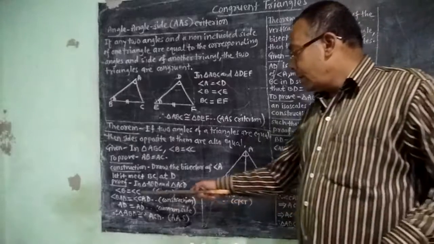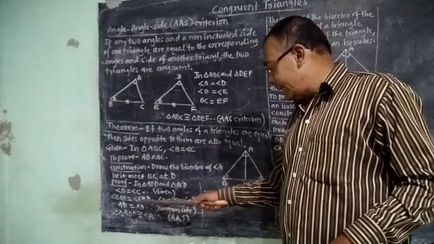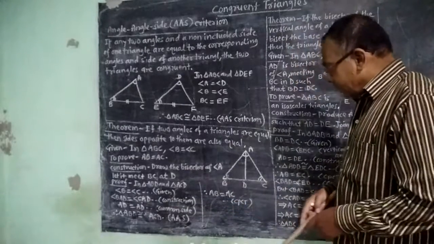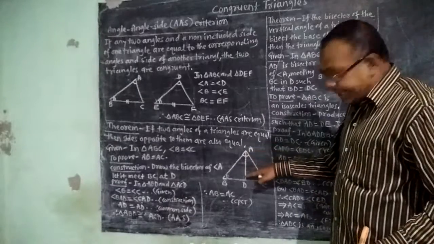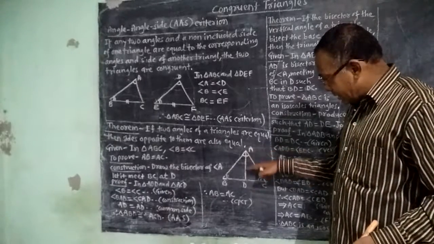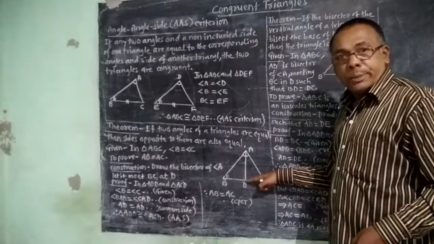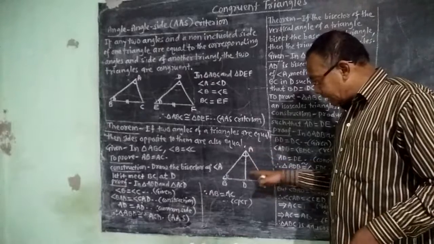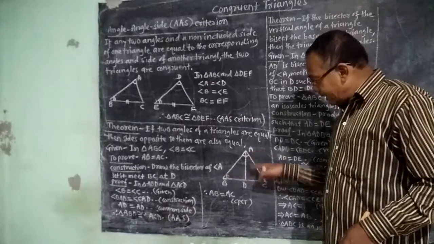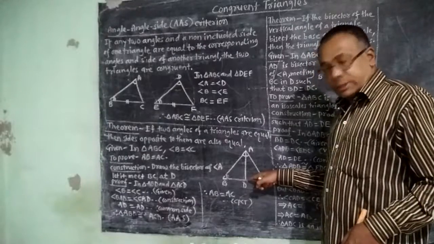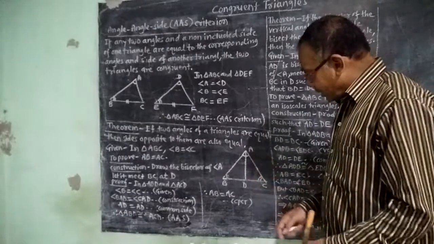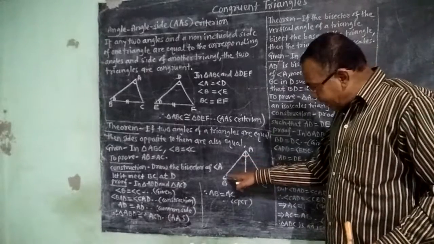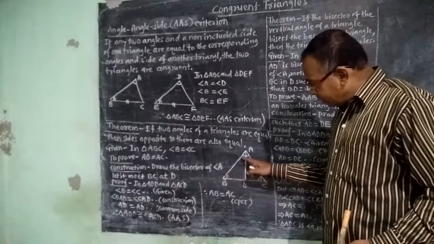So here angle BAD equal to angle CAD, that is our construction. And now here AD equal to AD, because this is the common side. AD is the side of triangle BAD, as well as AD is the side of triangle CAD, and therefore AD is the common side.